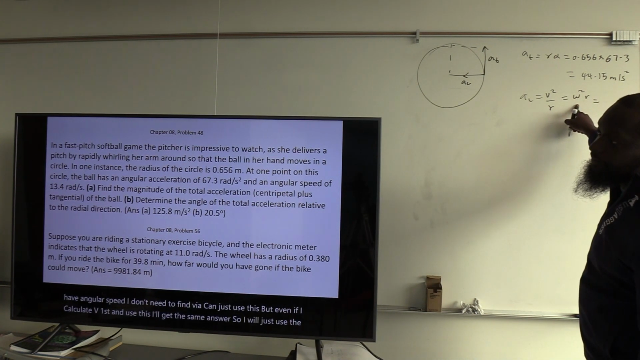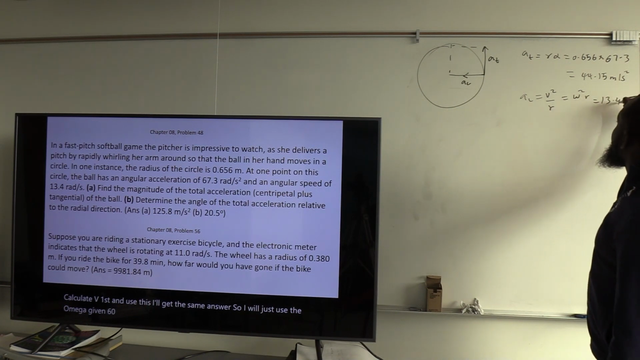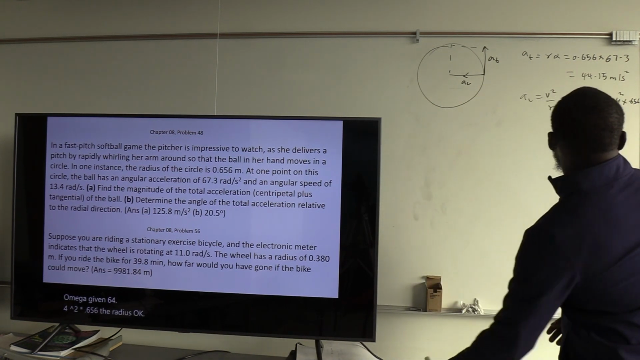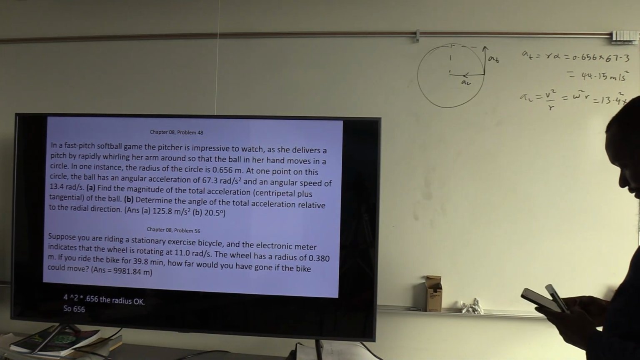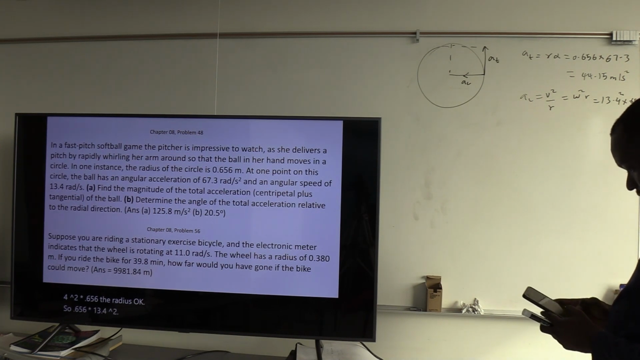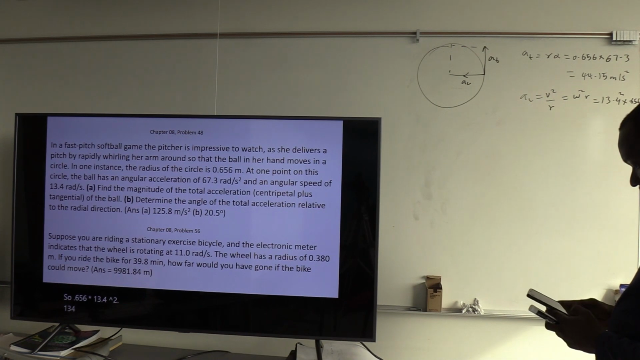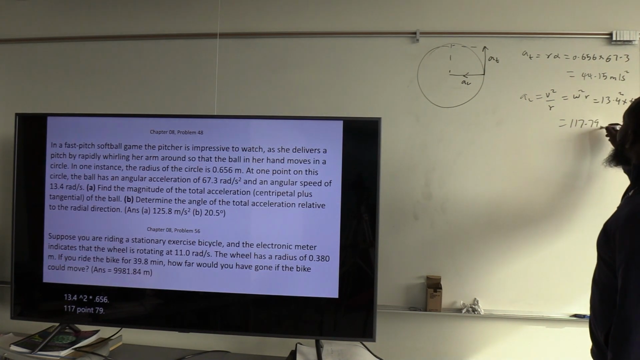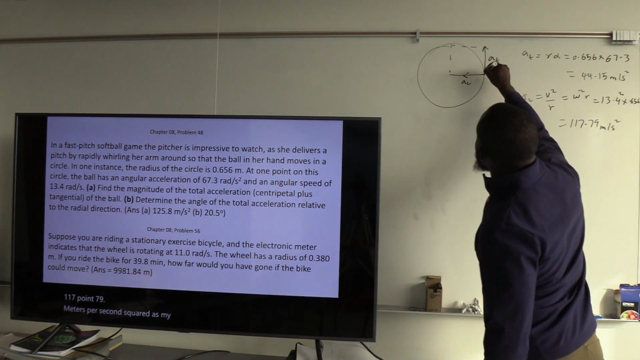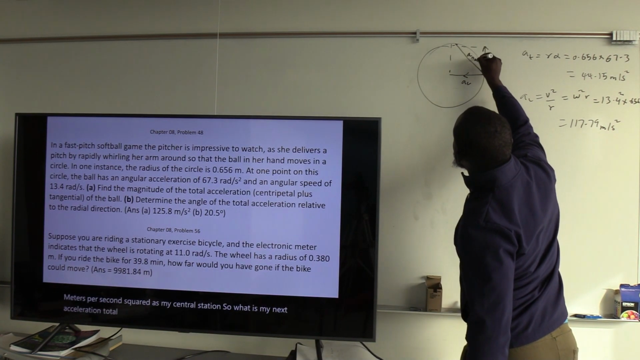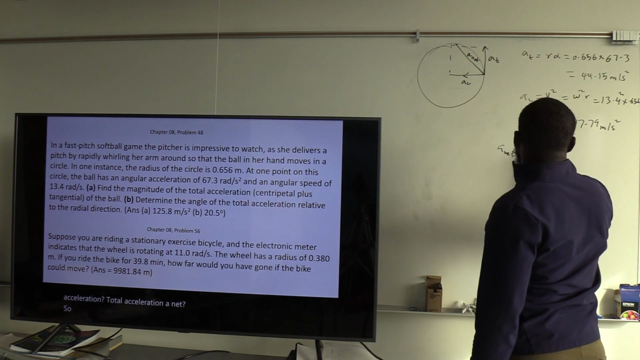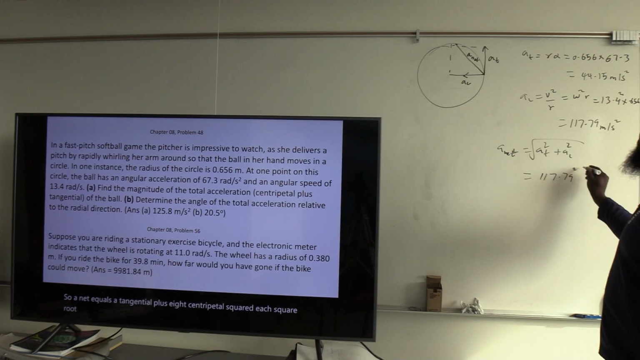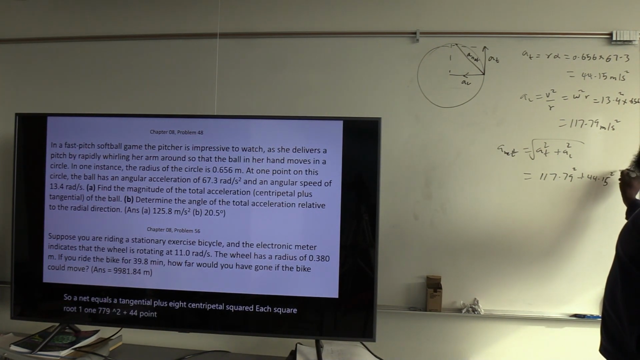I'm given 13.4 squared times 0.656, the radius, okay? So 0.656 times 13.4 squared, 117.79 meters per second squared. That's my centripetal acceleration. So what is my net acceleration? Total acceleration, A net. So A net equals the square root of A tangential squared plus A centripetal squared. 117.79 squared plus 44.15 squared, all square root.